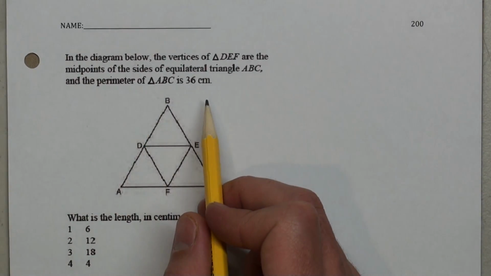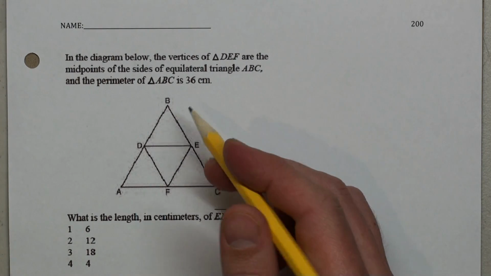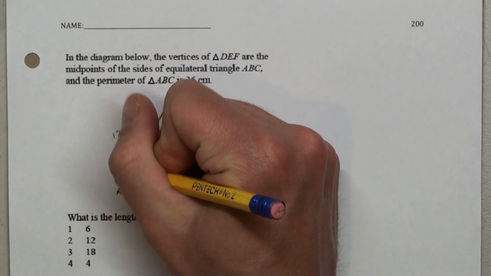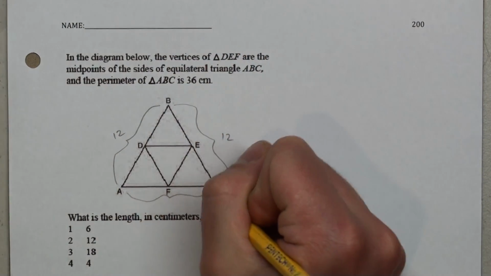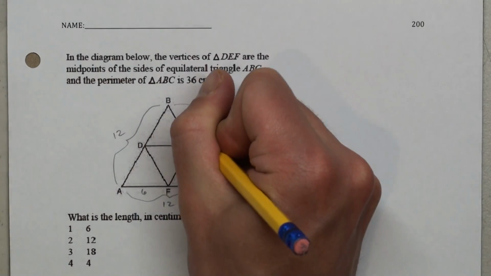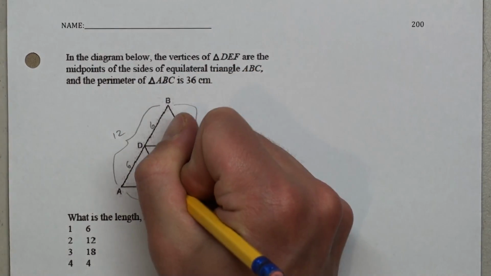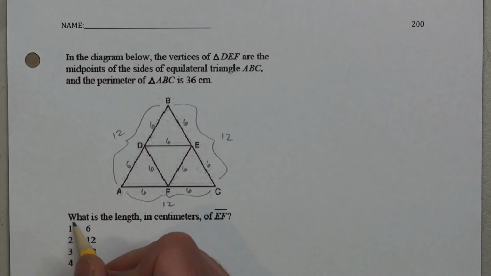The perimeter of the big triangle is 36. So that means we got 12, because it's equilateral, it says 12 and 12, which means we got 6, 6, 6, 6, 6, 6, 6. What is the length of EF? 6.